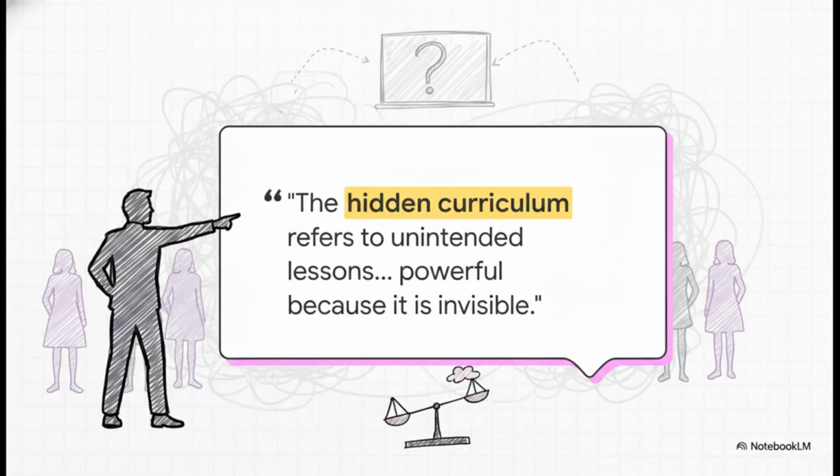But the blueprint goes even deeper into things we don't always see. Philip Jackson nailed this when he talked about the hidden curriculum. He described it as the unintended lessons, the values, norms, and beliefs that are powerful specifically because they're invisible and unacknowledged. Like, let's say a classroom consistently calls on boys way more often than girls. Without ever saying a word, that teaches a silent, overwhelming lesson about power and whose voices actually matter. And that is completely outside the official lesson plan.